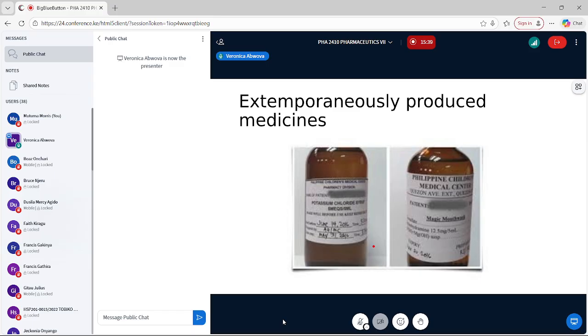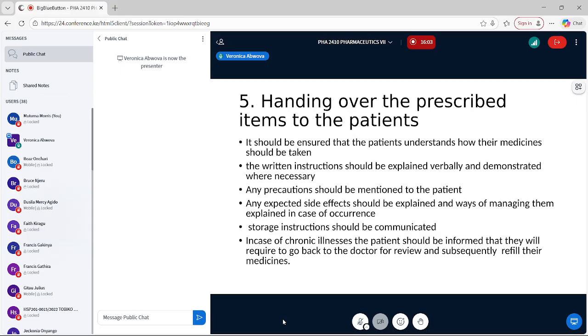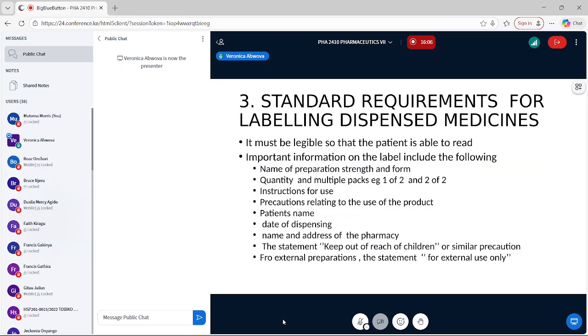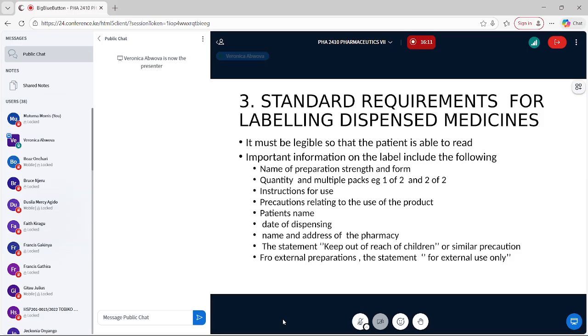Then we have extemporaneously prepared medicines. These are basically medicines that were prepared in the pharmacy. You can see like this one, it's written Philippine Children Medical Center. This is a preparation that has been prepared within the pharmacy, okay? And you do not allow it to leave the pharmacy without a label. It must have a label, and we will be looking at what is supposed to be on that label, okay? So please note, nothing leaves the pharmacy without a label.